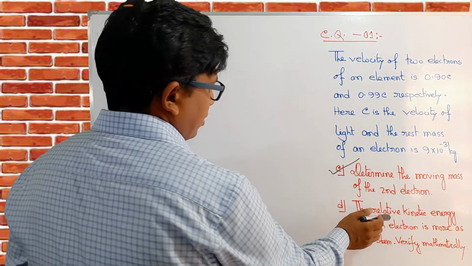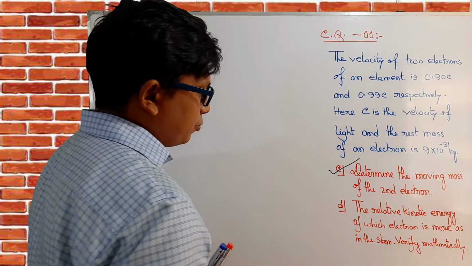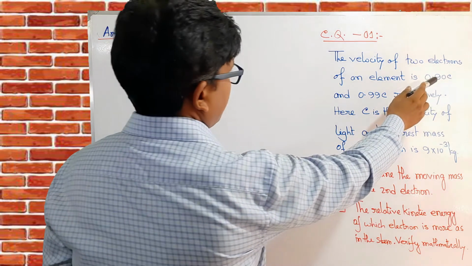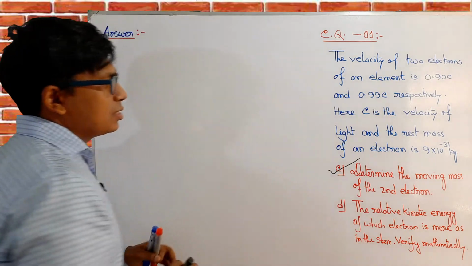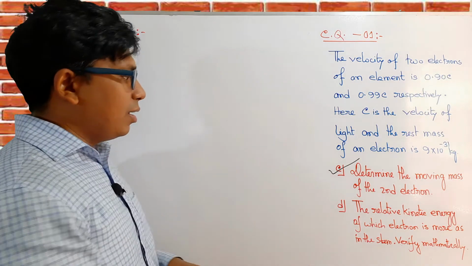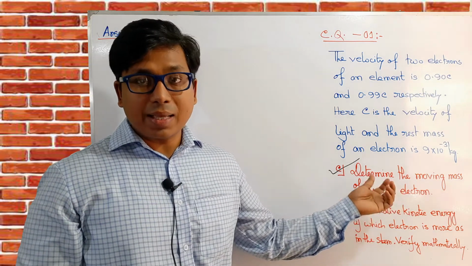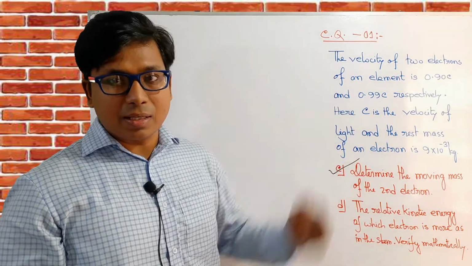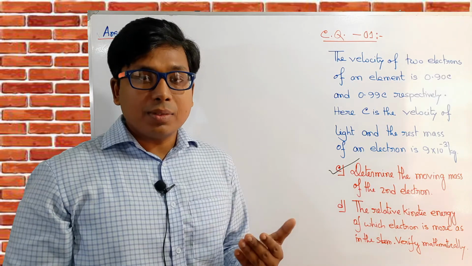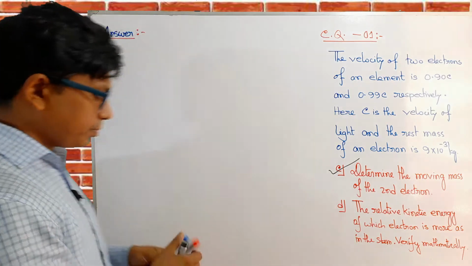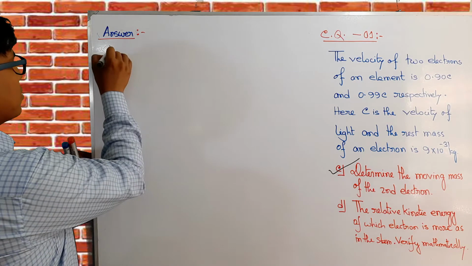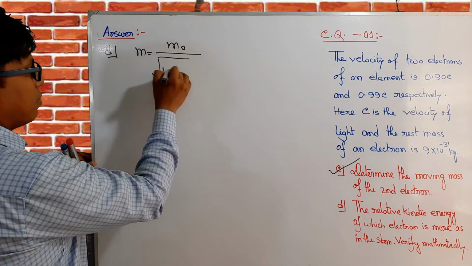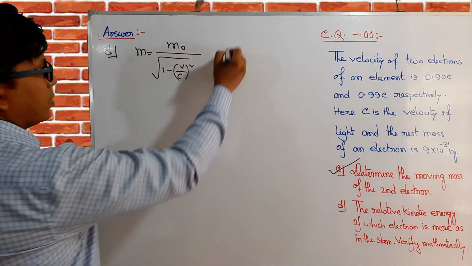Now for the next one, the relativistic kinetic energy of which electron is more, as in the stem. Here are two electrons, the first one moves with 0.9 c velocity and the second one moves with 0.99 c velocity. We already know the moving mass of the second electron, but the missing data is the moving mass of the first electron. Now we need to find the moving mass of the first electron. So, the answer for the D: m equals m naught divided by the square root of 1 minus v by c whole squared.